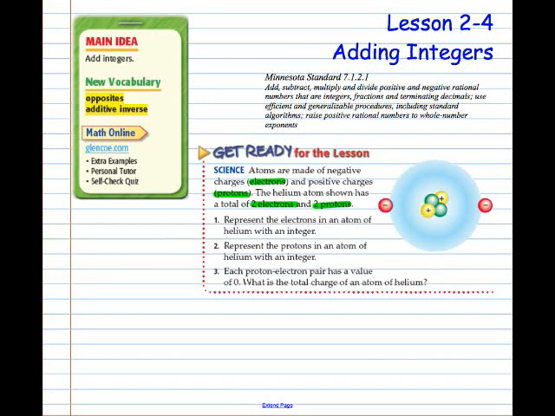Represent the electrons in an atom of helium with an integer. Because electrons are negative, this would be -2 to represent the electrons. The protons, because they're positive, would be represented with a +2. Each proton-electron pair has a value of 0. What is the total charge of an atom of helium? In this case, it's -2 plus +2, or 0.